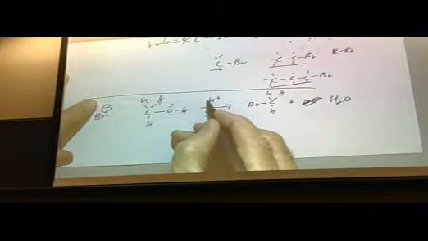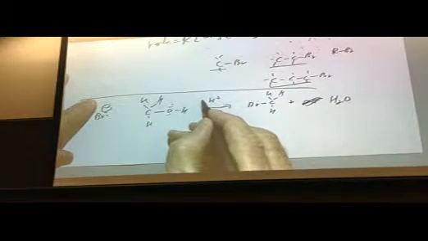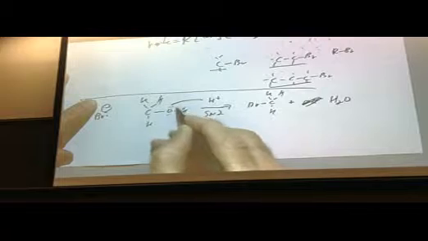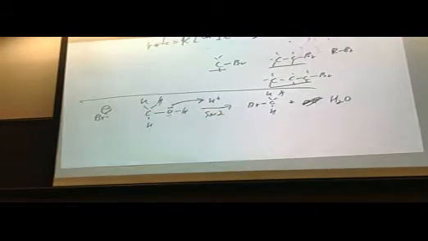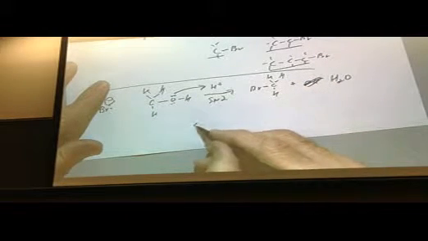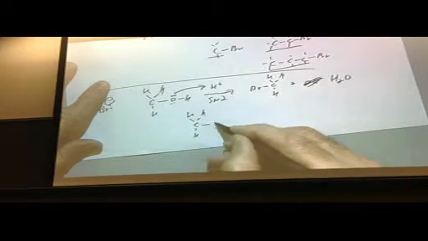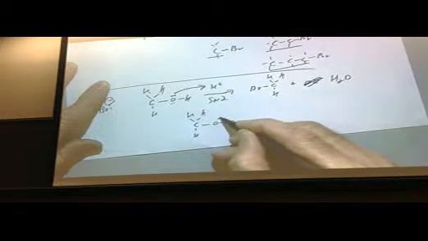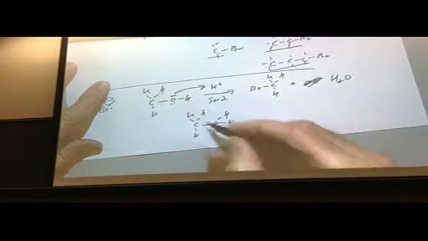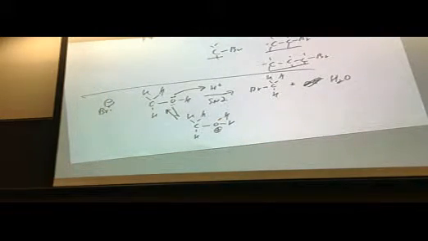Now again, it's tempting to put an arrow from this guy to this guy. That's what it's tempting to do. Don't do that. Do this. So you protonate the oxygen first. And like I said, they don't really even consider this a step. It's just a rapid reversible equilibrium. Just bounces back and forth.